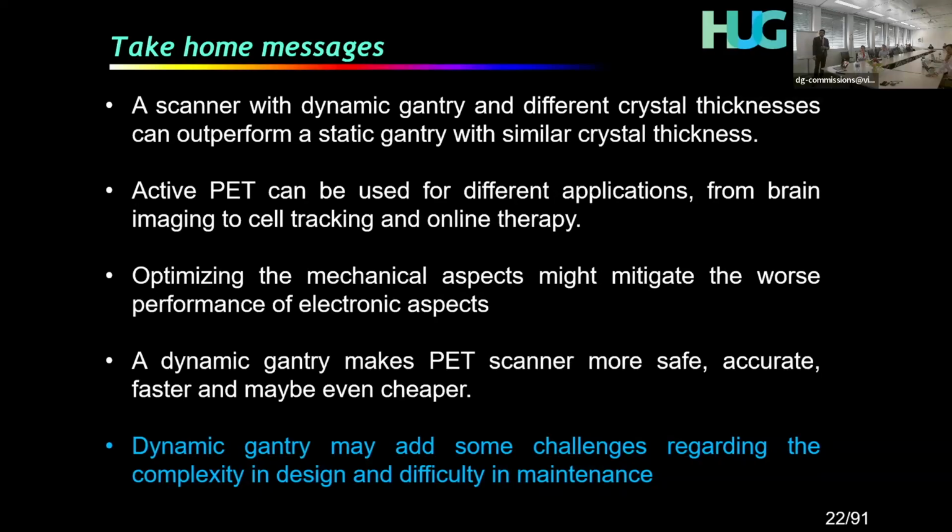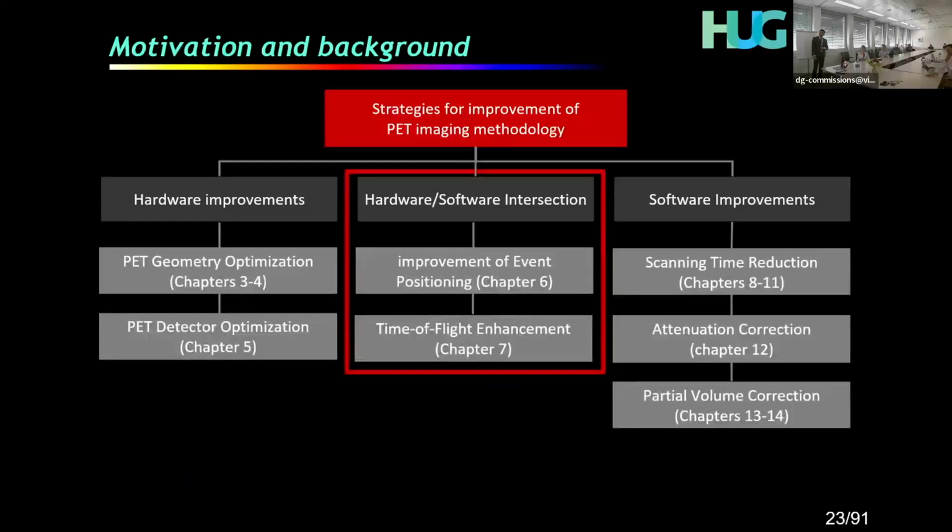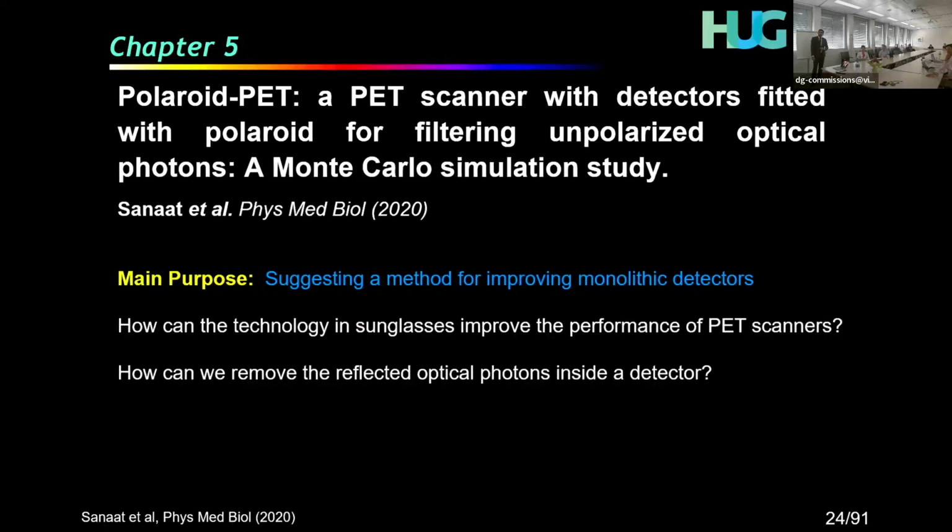Of course, there are some disadvantages, for example, dynamic gantry may add some challenges regarding complexity and maintenance costs. So, in the next category, we are talking about the hardware and software intersection. In this chapter, we are talking about the polarized PET, which is a PET scanner with detectors fitted with polarizers. We wanted to understand how the technology used in our sunglasses can improve PET scanner performance and how this technology can remove the reflected optical photons.